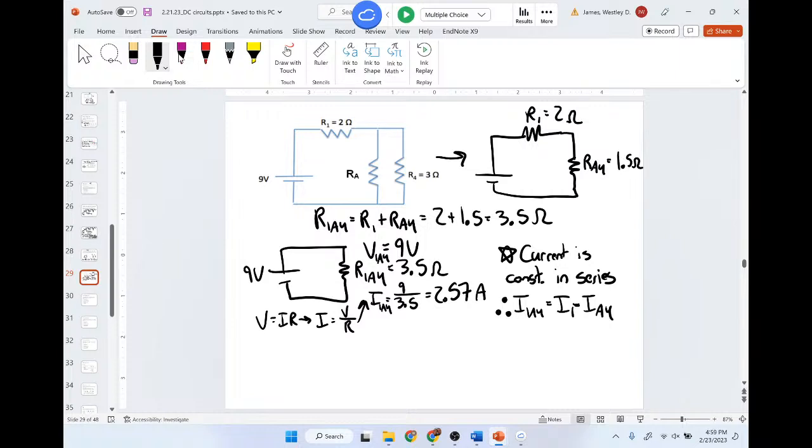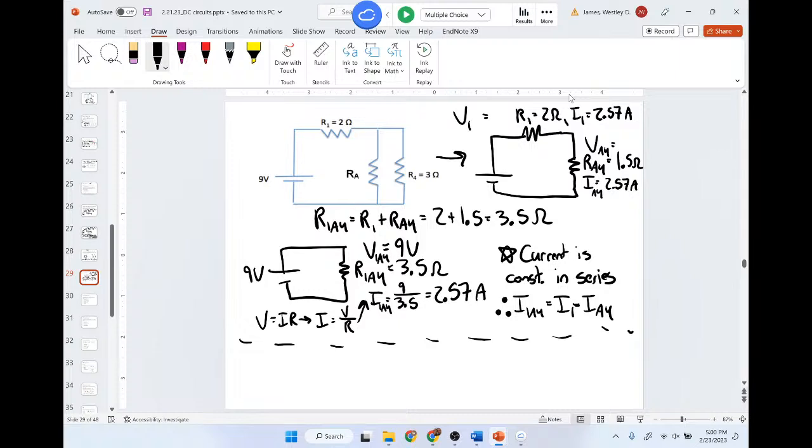Now that I know the current in those, let's put it right here. We got a little space. IA4 equals 2.57. Yeah, that's fine. R1 equals 2 ohms. We'll just put this off to the side. I1 equals 2.57. Oh, look at that. I've got resistance. I've got current. If only I had some handy equation that related current, resistance, and voltage. You can start to see why we have to do this whole process.